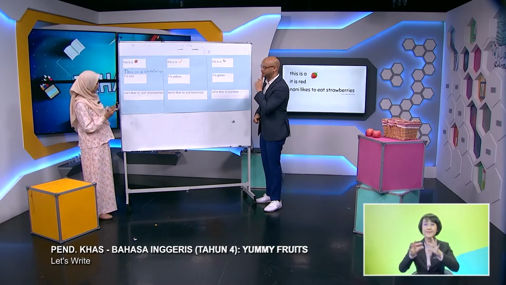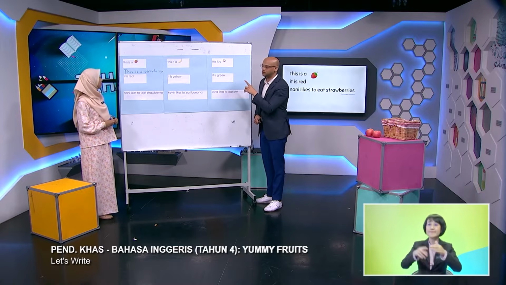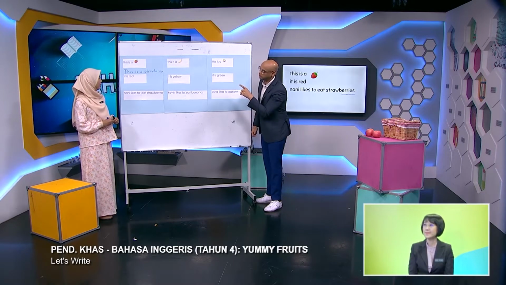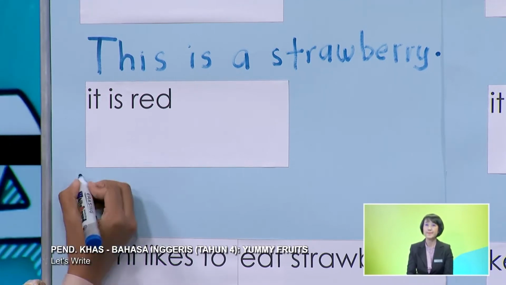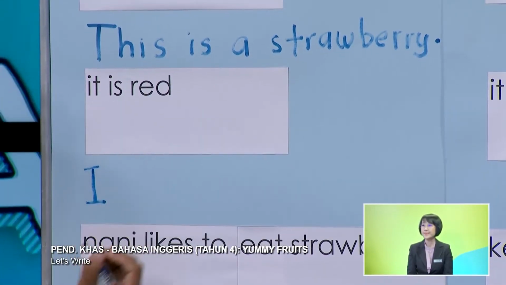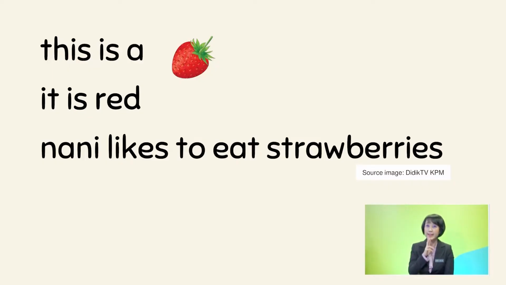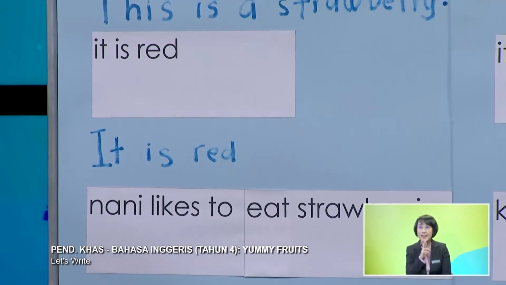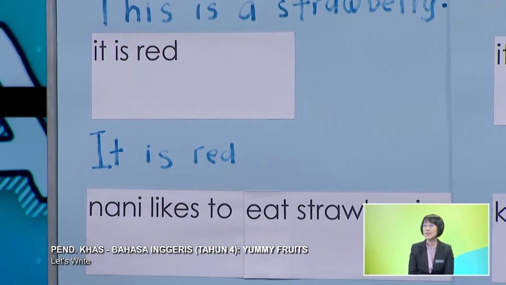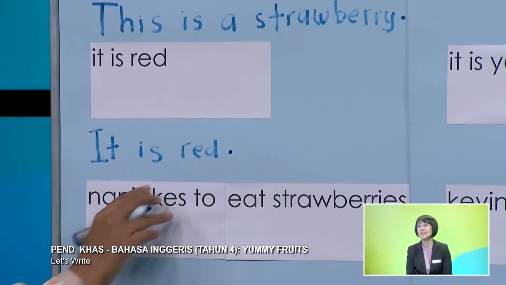Okay, let me see. Based on the first sentence that you showed earlier, so it is red, I think the first letter has to be in capital letter. Yes, good job. So this is the capital letter I. It is red. Is there any more? Just like you mentioned, we need a full stop at the end of the sentence. Good job. We need to put a full stop at the end of the sentence.